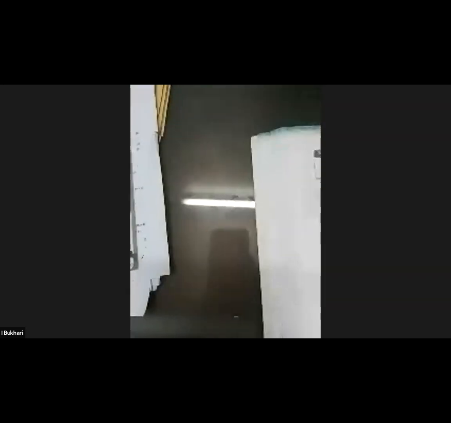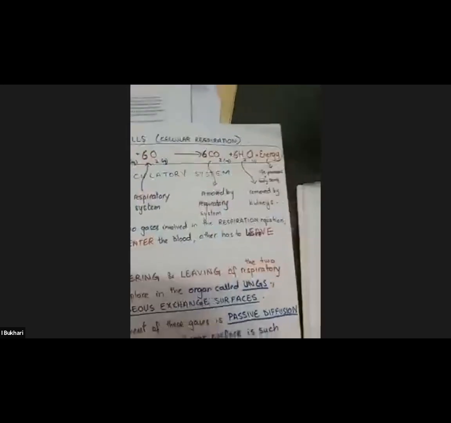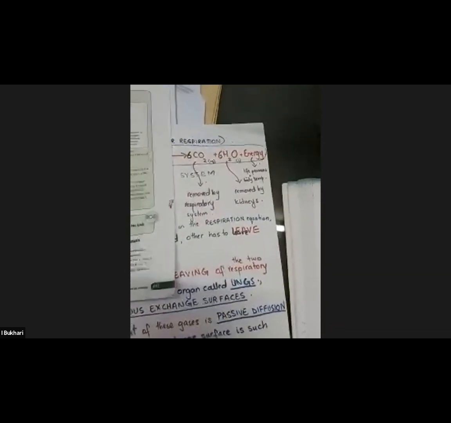Okay, so today we will continue from page 143. In the last two classes, we discussed cellular respiration, the process of respiration taking place in the cells, this equation. And now we will start from page 143, gas exchange in humans.